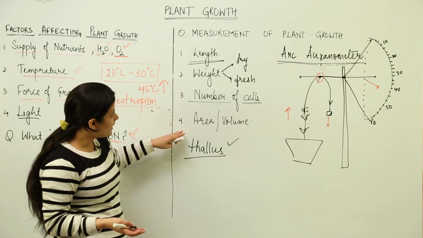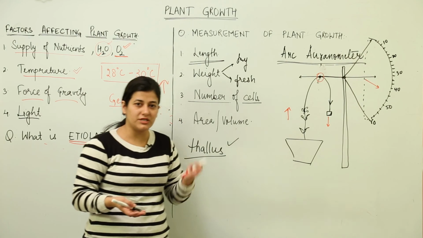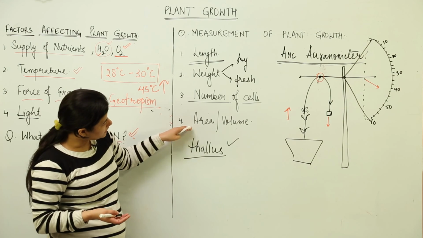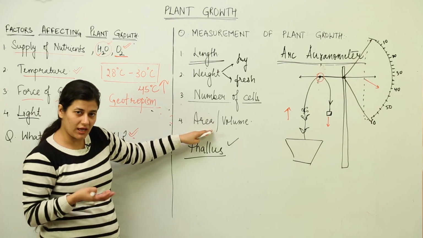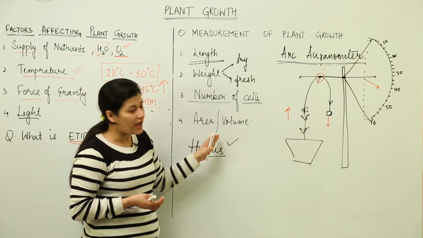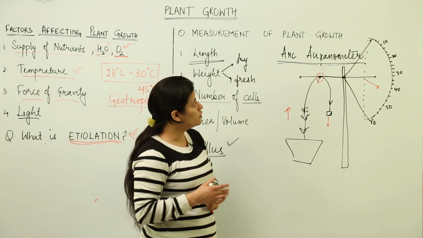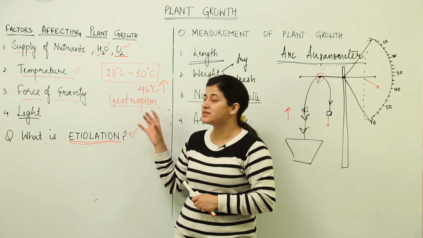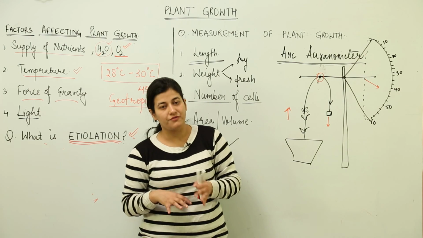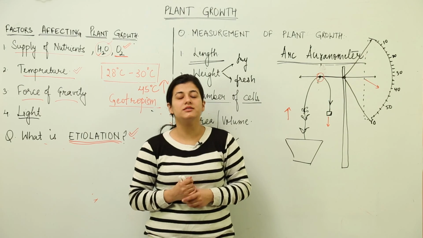And the last one is area or volume, that can be taken into consideration for a particular organ or a plant or algae. Whichsoever plant is under consideration, you would measure the area at a given time, and at the next time the area would have shown a change. In those terms we can measure the growth. So these are the two topics which we had to discuss in terms of plant growth, how different factors are affecting plant growth, and how the plant growth which has taken place can be measured.